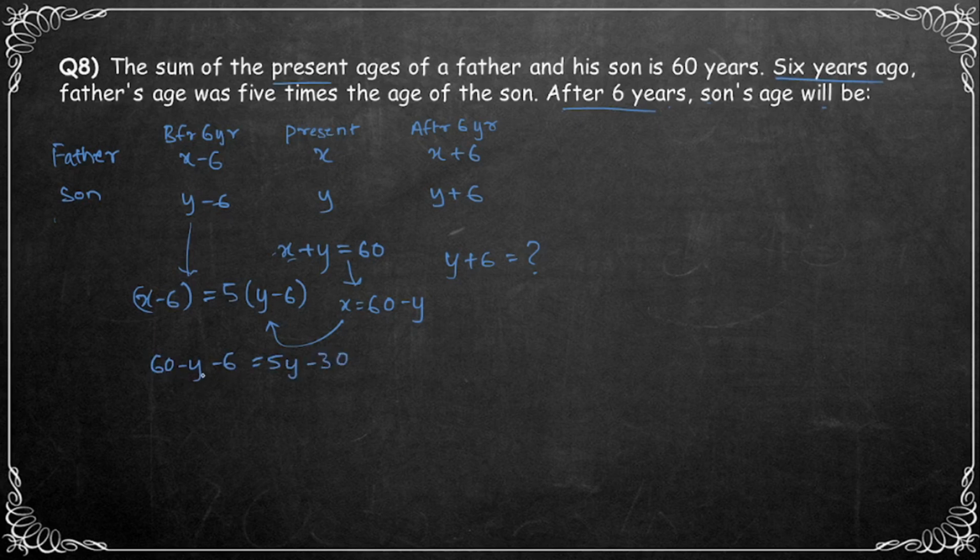So 60 minus 6, it is 54. 54 plus 30, it is 84. Minus y goes that way, it will be 6y is equal to 84. y is equal to 84 divided by 6, which is 14. Now we need to find y plus 6, so that is 14 plus 6. So answer is 20 years.